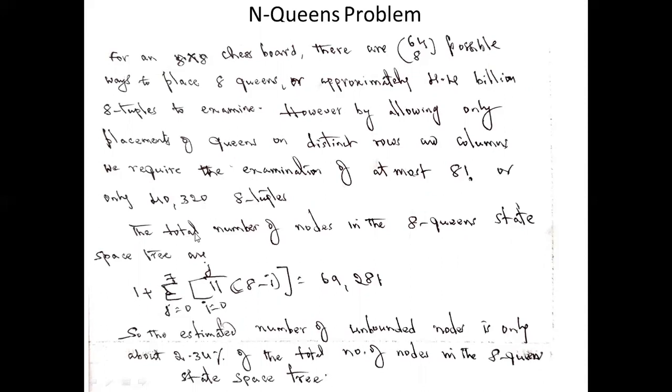Then how many nodes are there in the state space tree? See, this is the number of nodes in the state space tree. Initially this is the root node, and the root node contains eight children, because j equal to 0 to 7 we are supposed to start. Initially for the first column, I equal to 0 means 8 minus 0, so the root node contains 8 children. Again each child contains 7 children, at the next level each child contains 6 children, and so on. Finally the last but one nodes contain only one child.